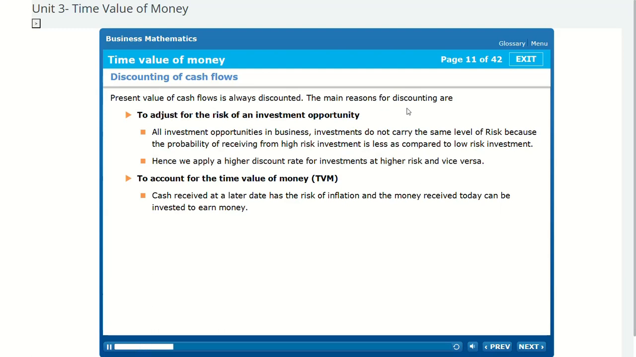The main reasons for discounting are to adjust for the risk of an investment opportunity. All investment opportunities in business investments do not carry the same level of risk, because the probability of receiving from a high-risk investment is less as compared to a low-risk investment. Hence we apply a higher discount rate for investments at higher risk and vice versa. Also, to account for the time value of money. Cash received at a later date has the risk of inflation, and the money received today can be invested to earn money.